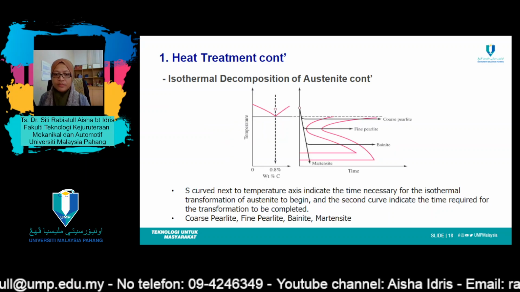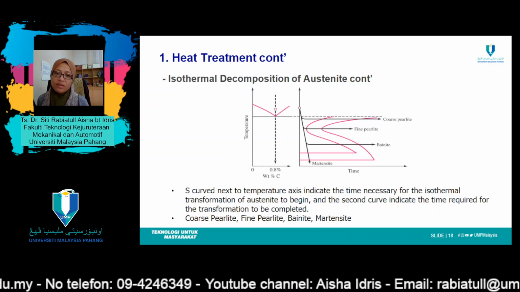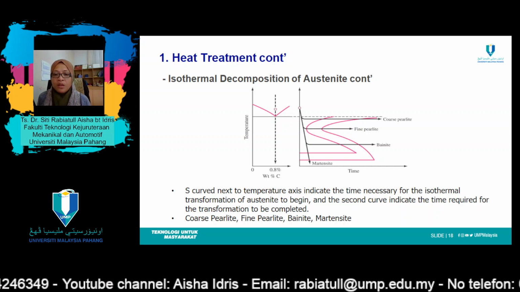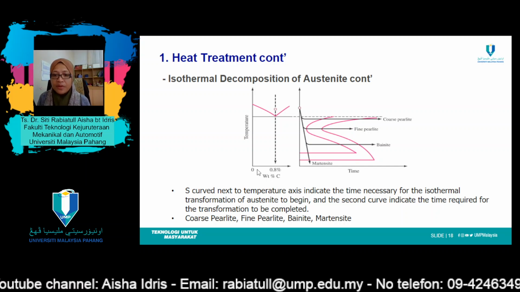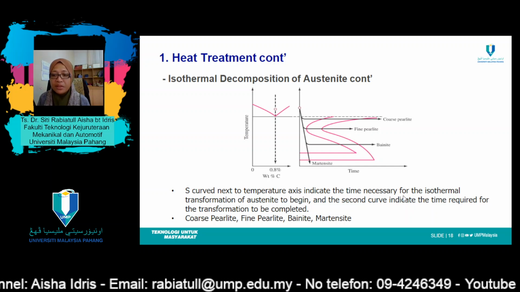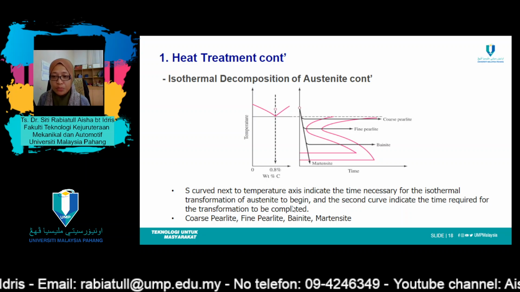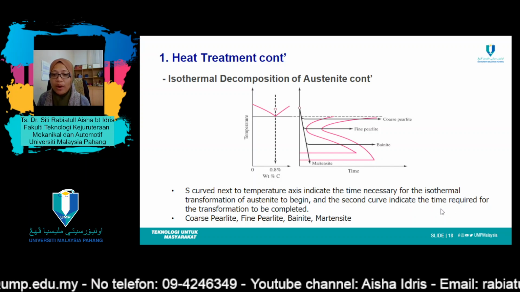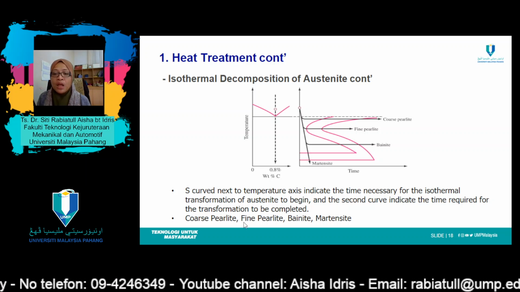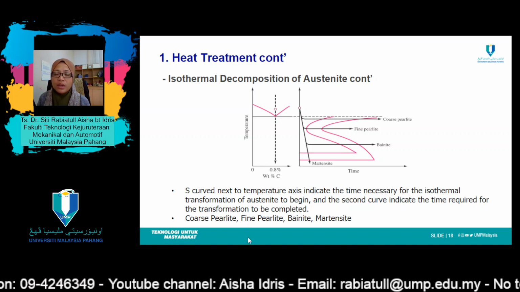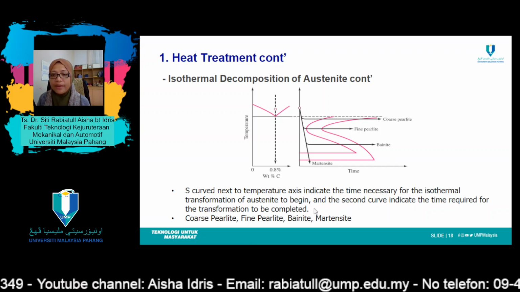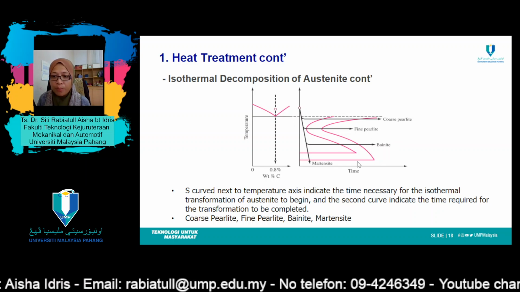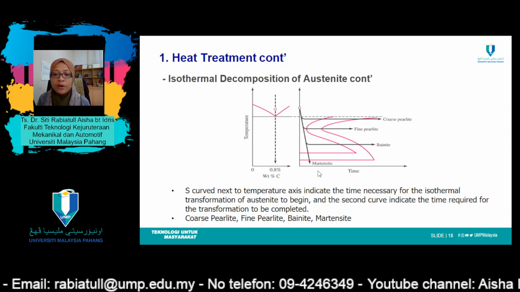Meanwhile, this graph is the graph for austenite transformation or phase transformation. This is the S curve. The first S curve next to the axis indicates the time necessary for isothermal transformation of austenite to begin. And the second curve indicates the time required for transformation to be completed. The phases that exist in this graph are coarse perlite, this one is fine perlite, this is the area for bainite, and the bottom part over here is the martensite phase.